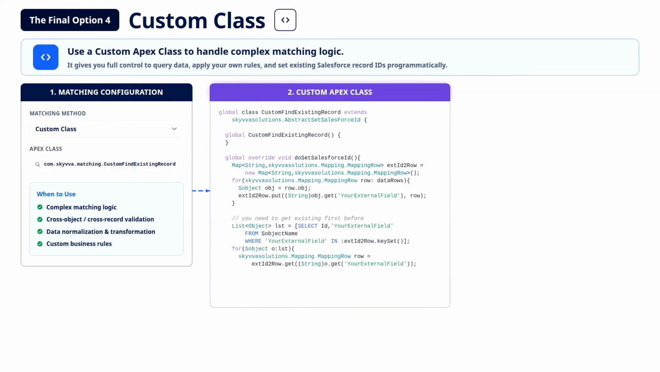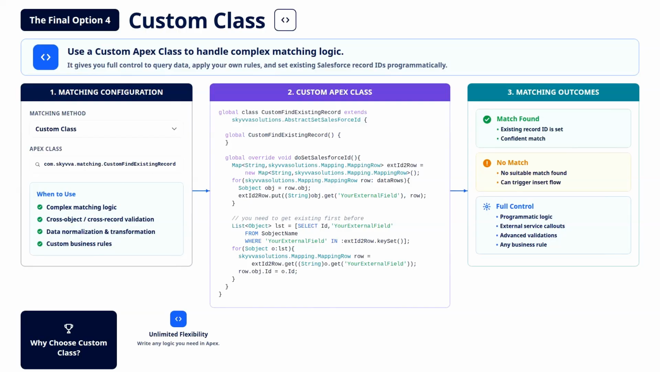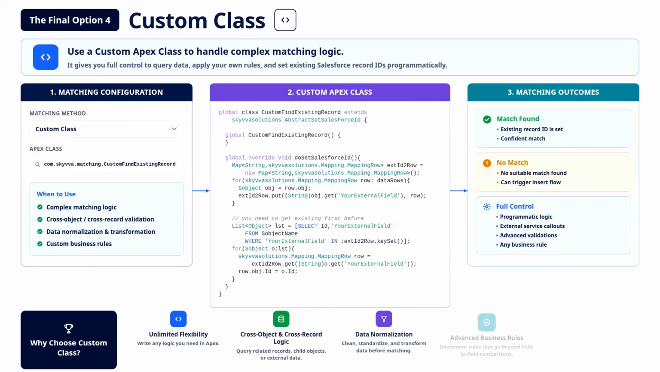If a match is found, the existing Salesforce ID is assigned. Otherwise, the record follows the normal insert process. This provides maximum flexibility for complex matching scenarios. We'll cover this option in detail in a separate video.